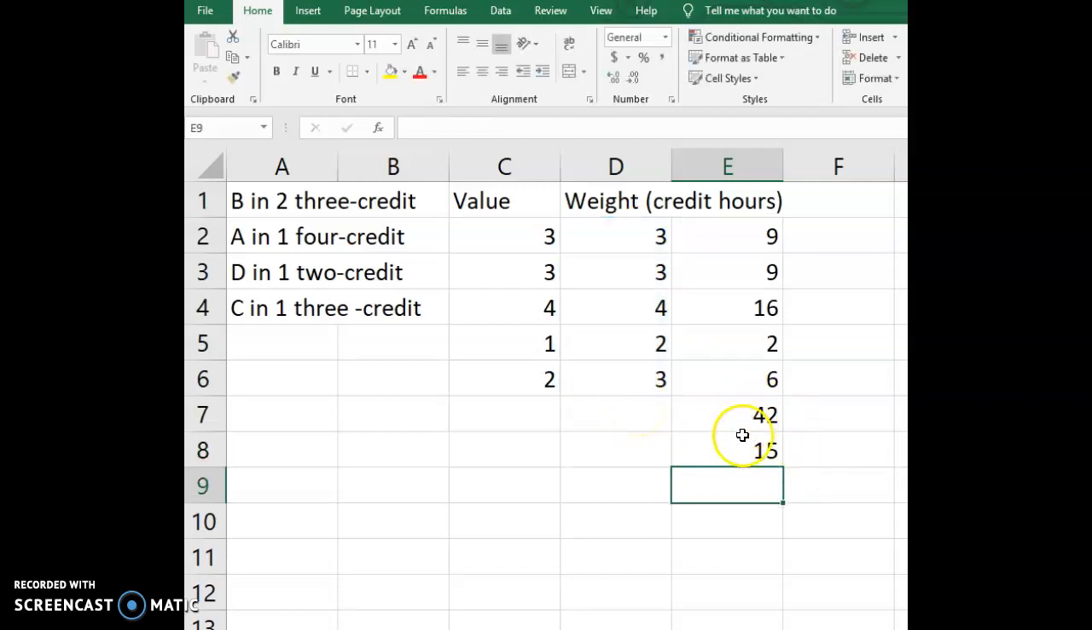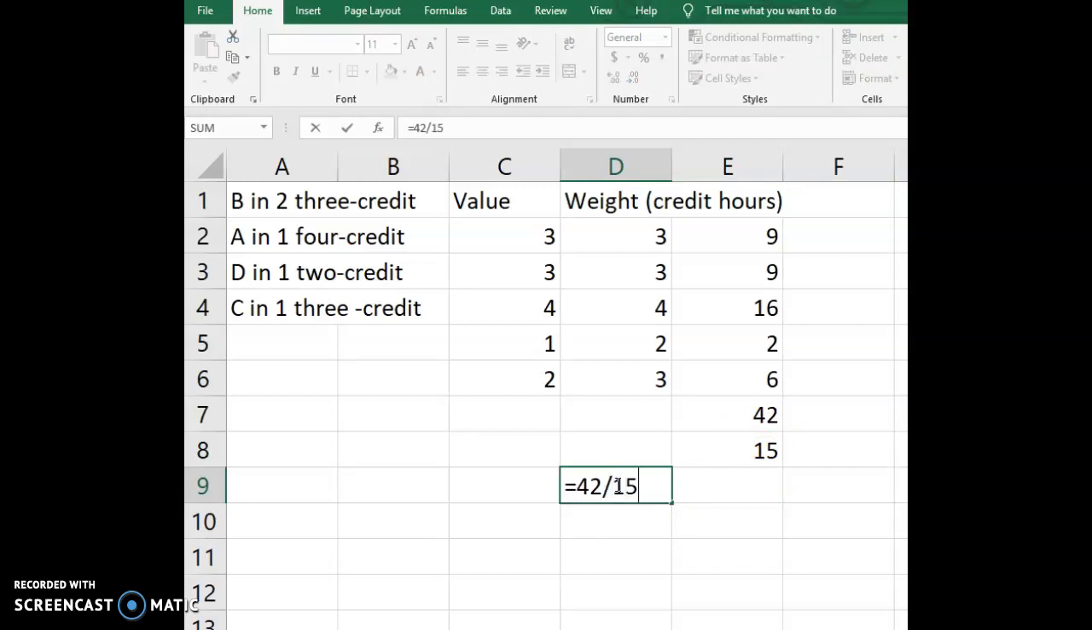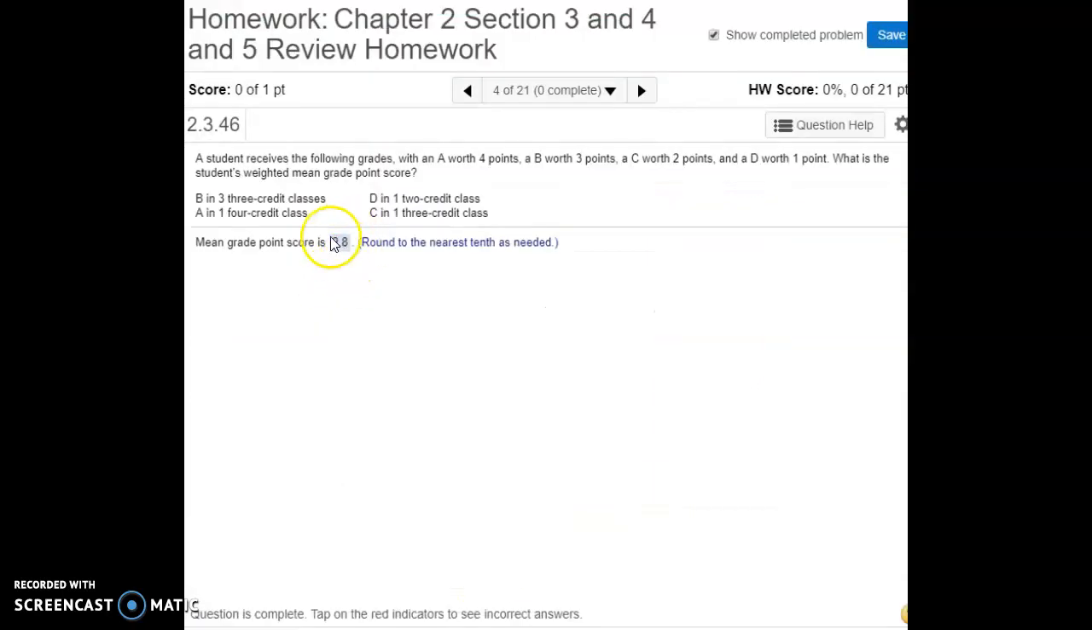And so 42 on top and 15 on bottom is what my weighted average is going to be. So 42 divided by 15 comes out to a 2.8 is going to be the mean grade when weights are taken into consideration. 4 credit hour classes are worth more than 3 credit, worth more than 2 credit, and so on.